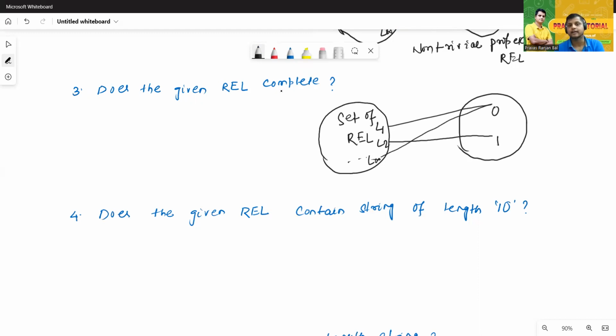So is the given RL complete? Some languages may map with 1, and some of the languages may map with 0. So similarly, it is a non-trivial property of RL languages. Since it satisfies the non-trivial property of RL languages, this problem is undecidable.